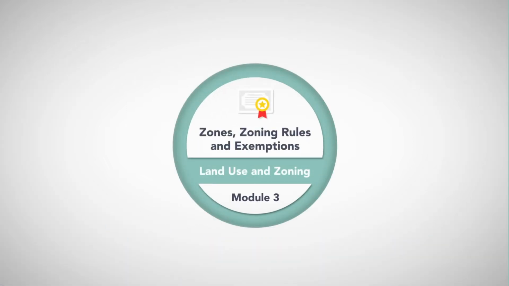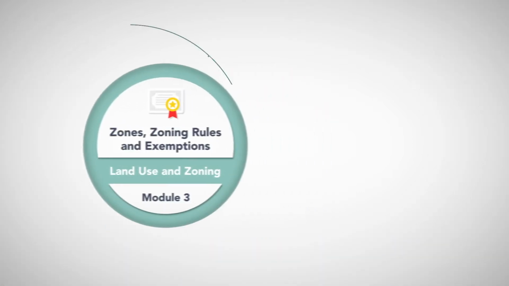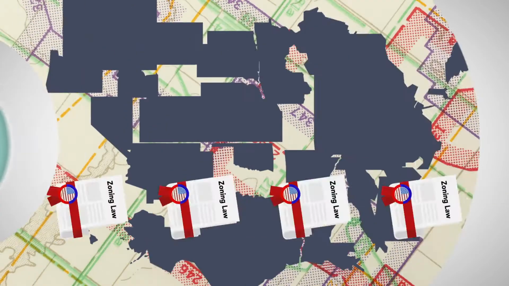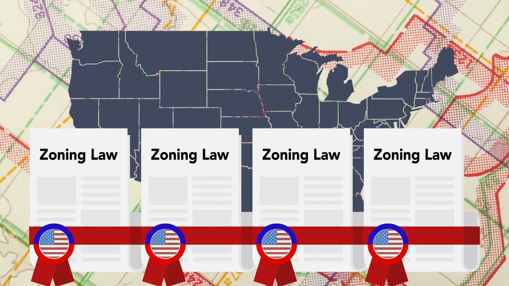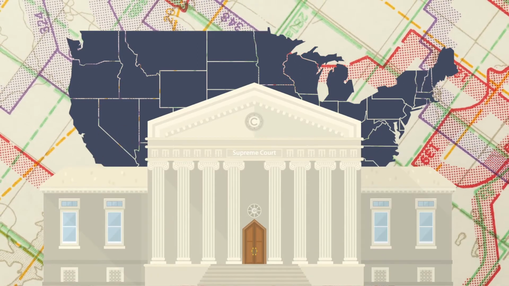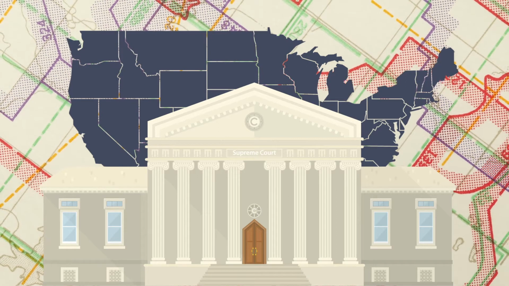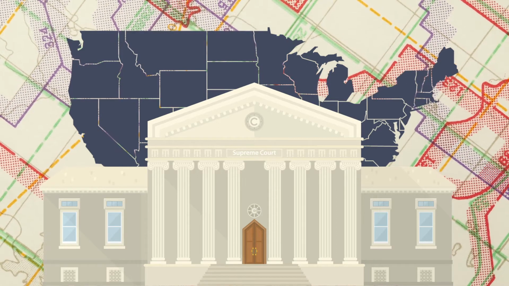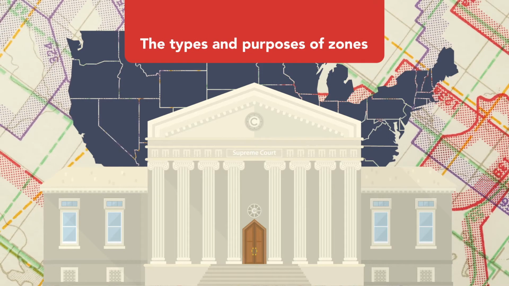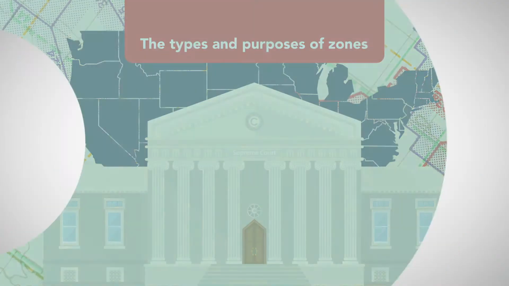Module 3. Zones, Zoning Rules, and Exemptions. In the last module, we examined the origins of zoning laws in the United States, the legal foundations for zoning laws, and significant court decisions that have construed constitutional issues connected to zoning. This module continues our examination by focusing on the types and purposes of zones that municipalities use in urban planning.